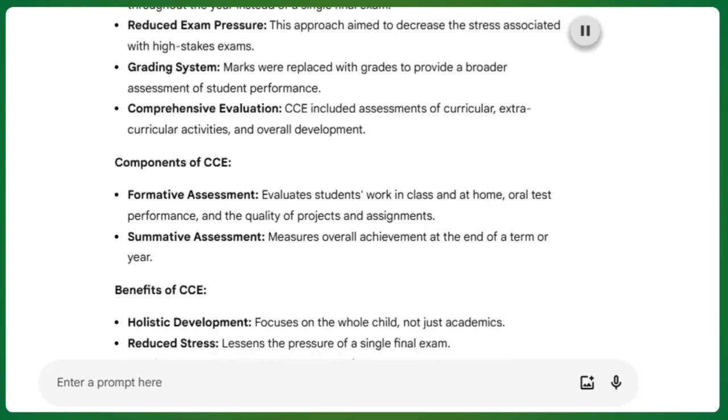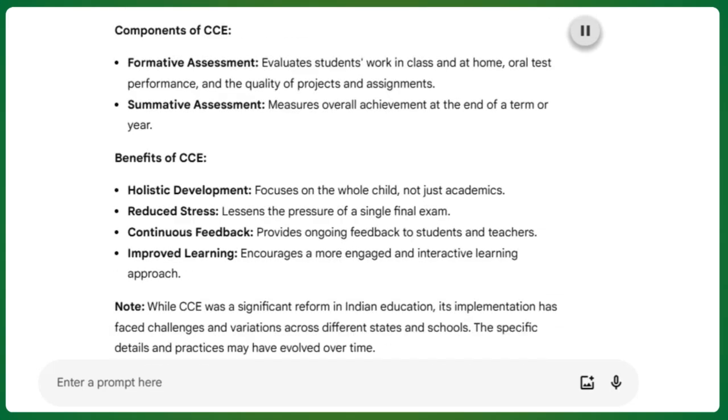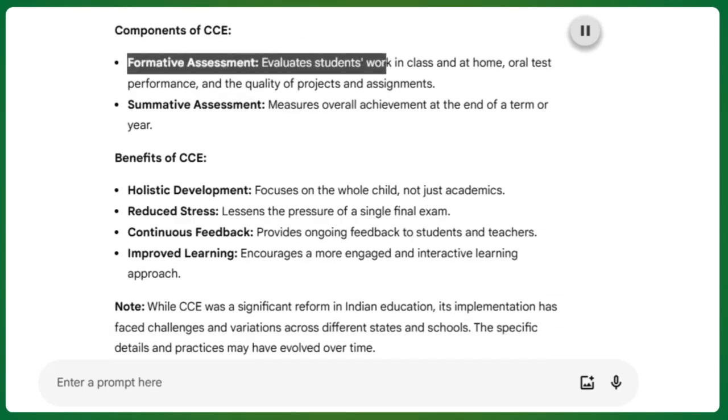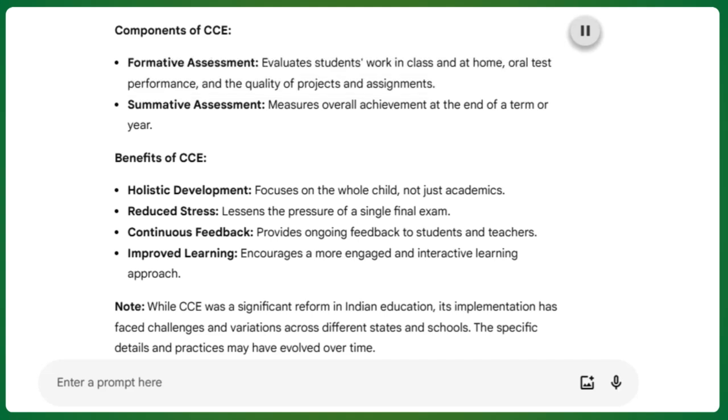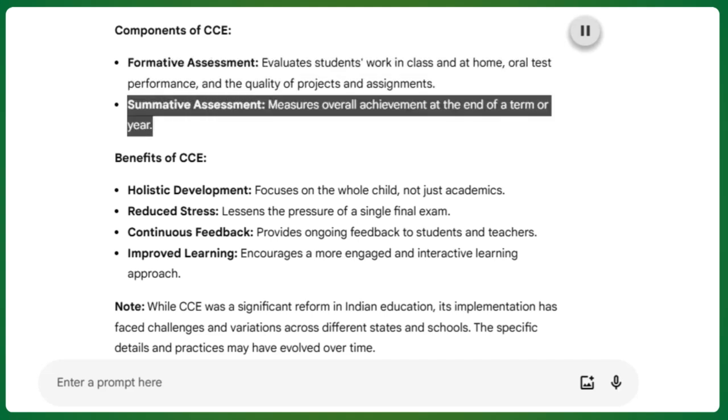Components of CCE. Formative assessment evaluates students' work in class and at home, oral test performance, and the quality of projects and assignments. Summative assessment measures overall achievement at the end of a term or year.